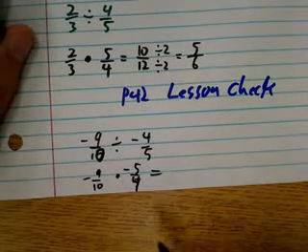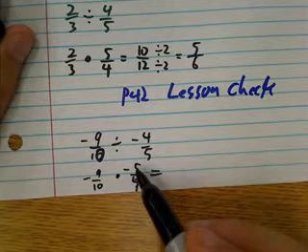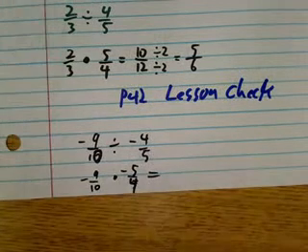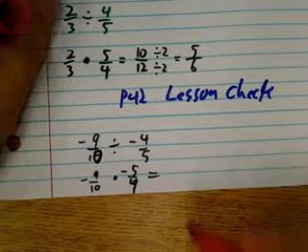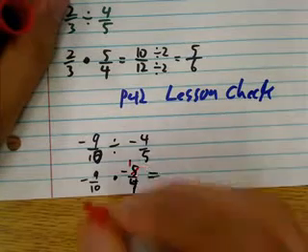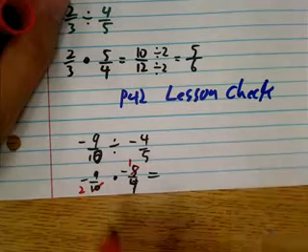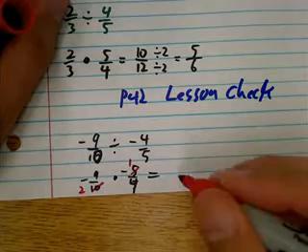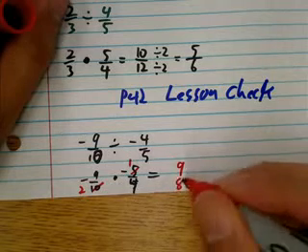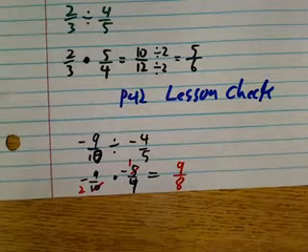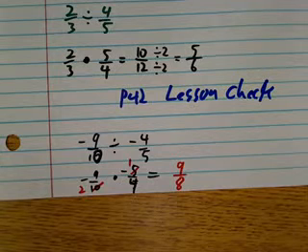I like to reduce these things as I'm working sometimes, like the 5 and the 10 reduce to 1 and 2. And I'm going to go ahead and do that in a separate color. If you want to reduce it now or later, you get the same answer, but sometimes I like to reduce it now. So 9 times 1 gives me 9, and 2 times 4 gives me 8. So positive 9/8 is my answer for that.